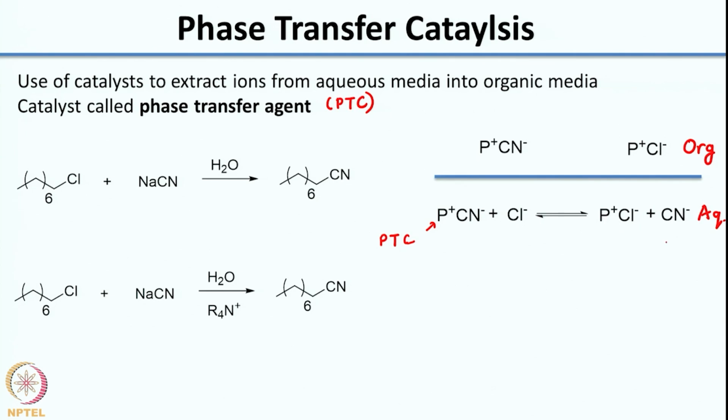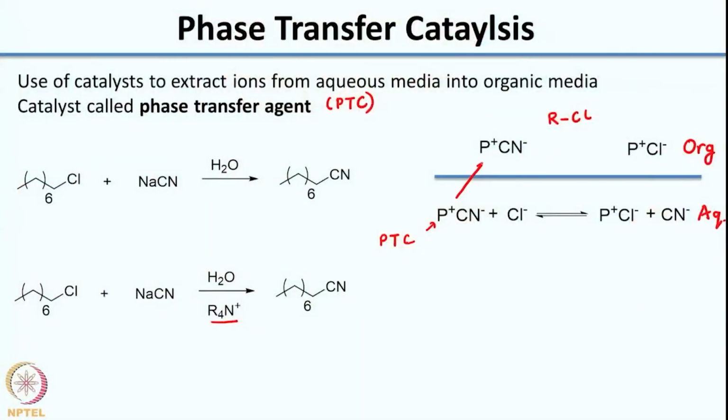Now, in your reaction you have your alkyl chloride in your organic layer, that is your RCl. Because this phase transfer catalyst typically has alkyl chains which are a little long, like tetrabutyl, attached to it, it has some solubility in the organic medium as well. So it can transfer the ion from aqueous to organic, which is why it is called phase transfer.